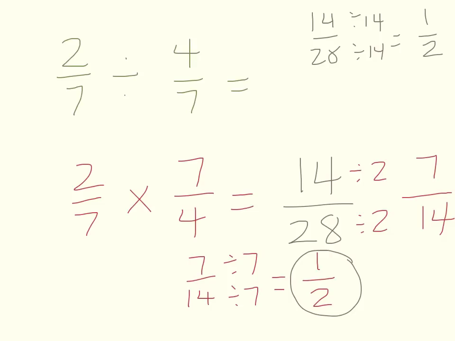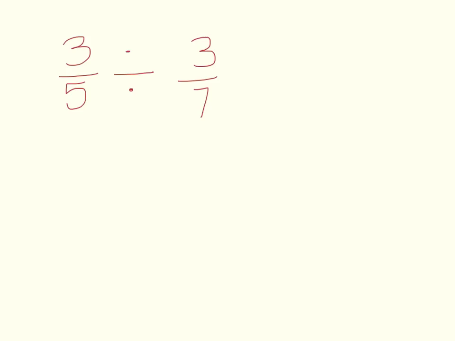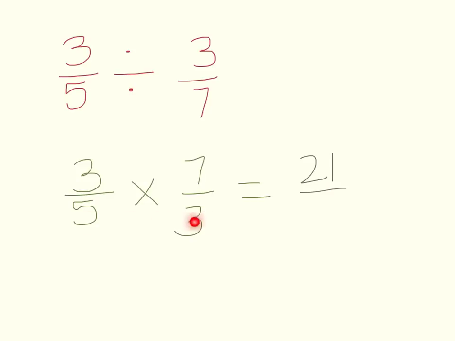Let's try one more problem. Alright, here comes 3/5 divided by 3/7. I gotta do my flippity flop. So I have 3/5 times 7 over 3. When I multiply across, 3 times 7, I get 21. When I multiply 5 times 3, I get 15.